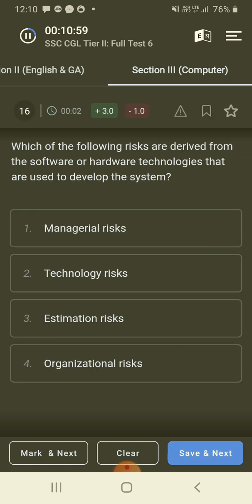Which of the following risks are derived from the software or hardware technology that are used to develop the system?